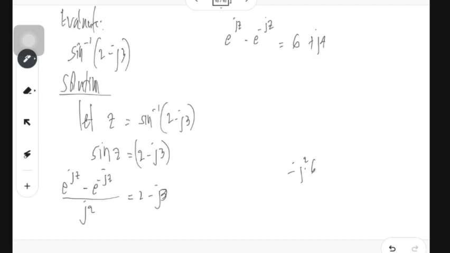Nakasunod kayo? J2 times negative J3, distributive property, cross multiply. J2 times J3 or J2 times 2, we have J4. J2 times negative J3, negative J squared 6. But J squared is negative 1, preceded by negative sign, magiging positive 6.